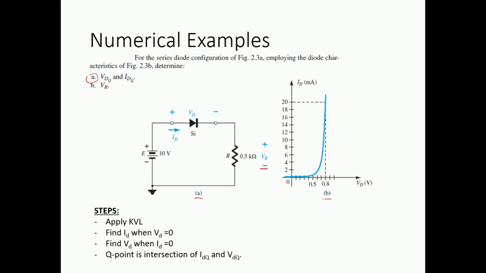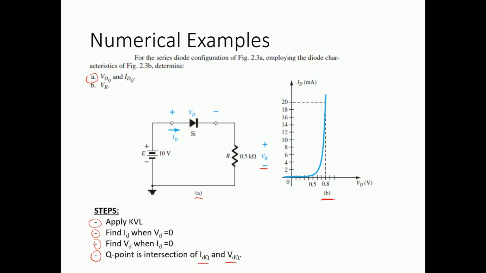In order to do our analysis, we follow certain steps. For the given circuit we first apply KVL, then we find ID and VD to get the maximum points for the load line, which needs to be drawn on this characteristic curve shown in part B. Finally, wherever the load line intersects with this characteristic curve, we will get the Q point, and from that Q point we can find IDQ and VDQ. So if we apply this technique, let us start with the first step.